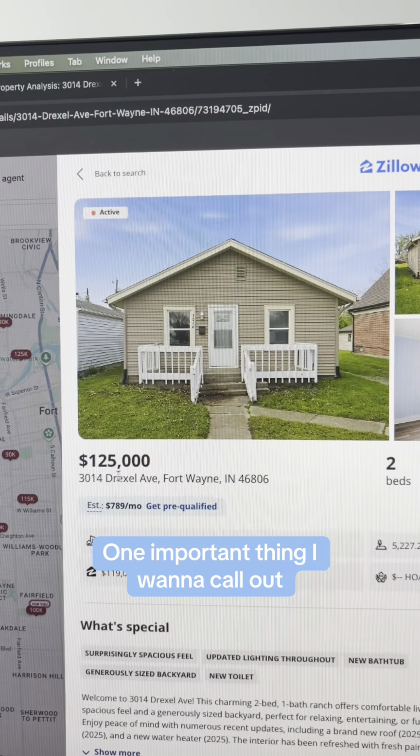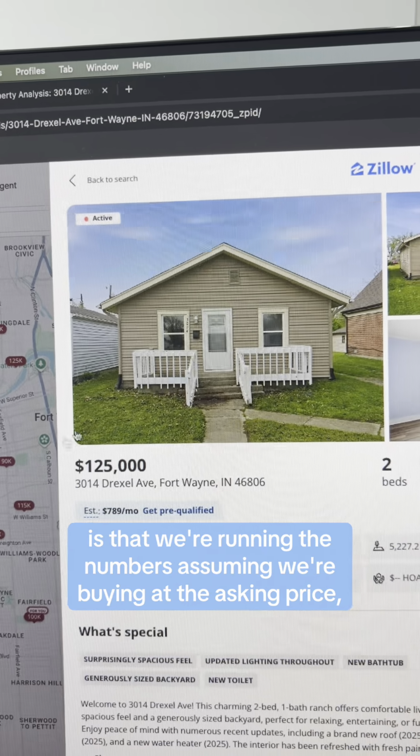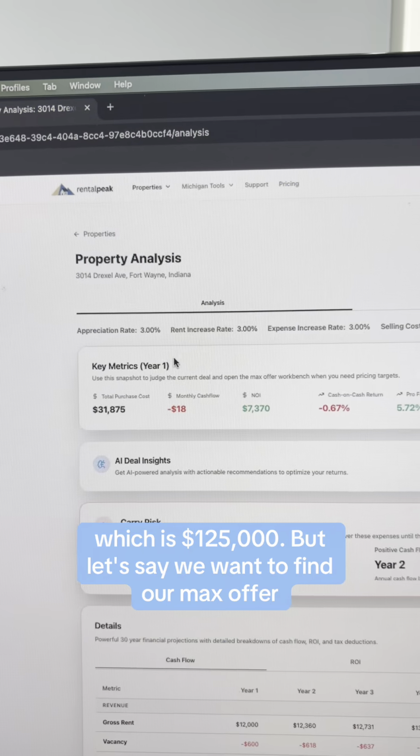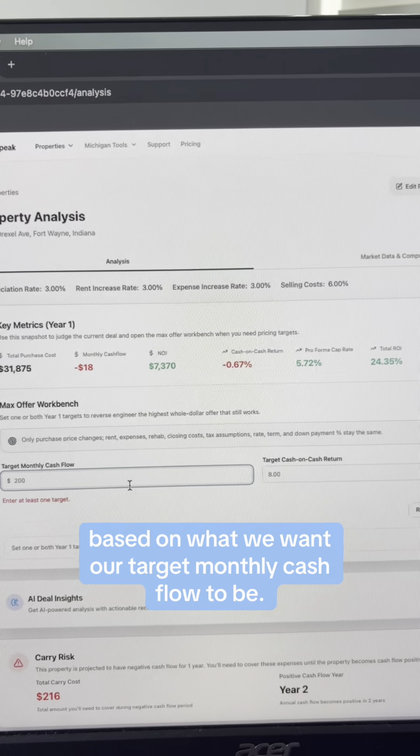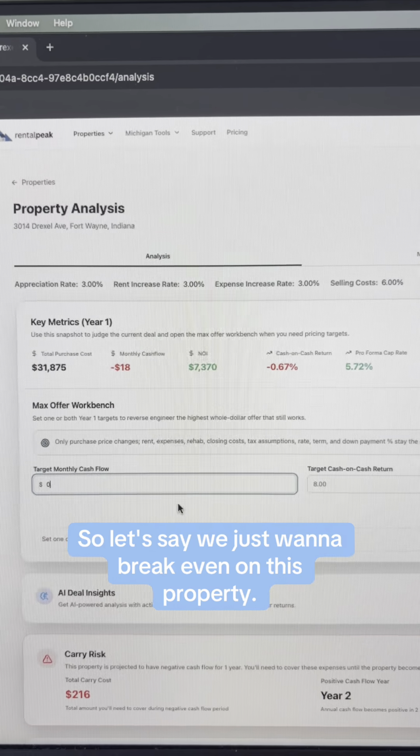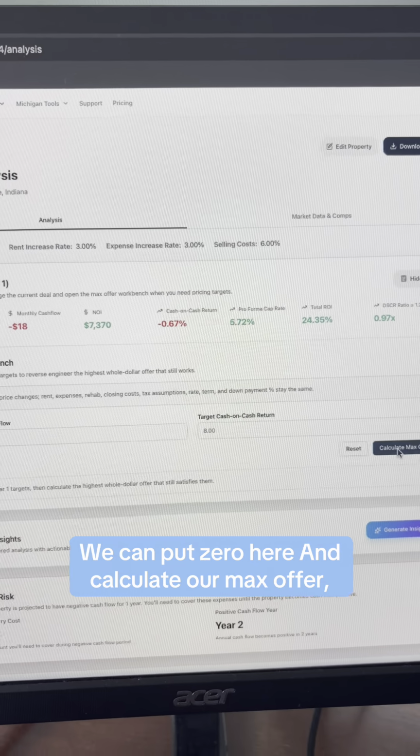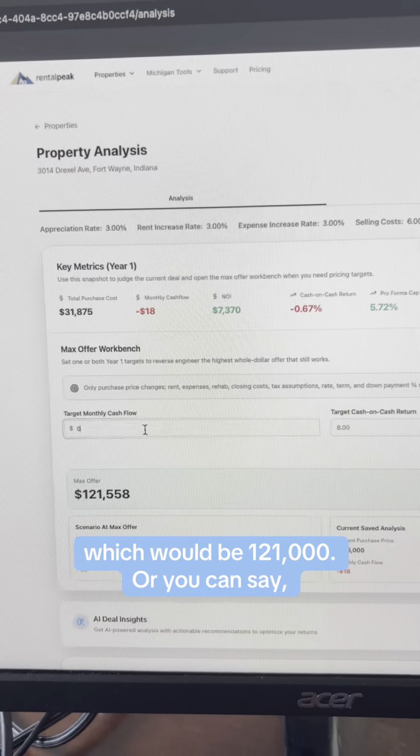One important thing I want to call out is that we're running the numbers assuming we're buying at the asking price, which is $125,000. But let's say we wanted to find our max offer based on what we want our target monthly cash flow to be. So let's say we just want to break even on this property. We can put 0 here and calculate our max offer, which would be $121,000.